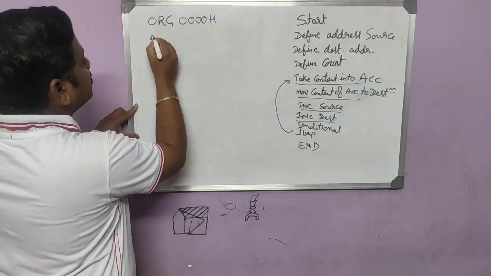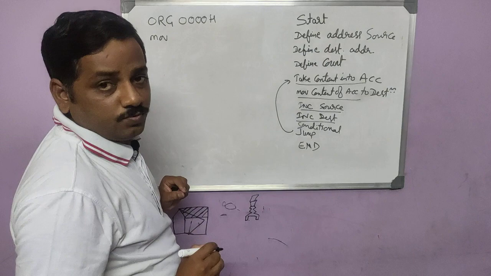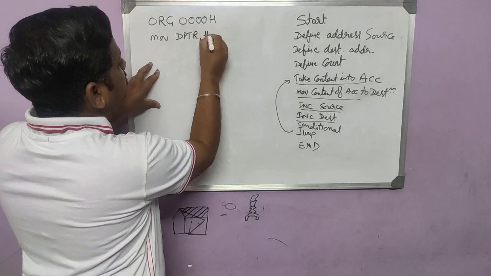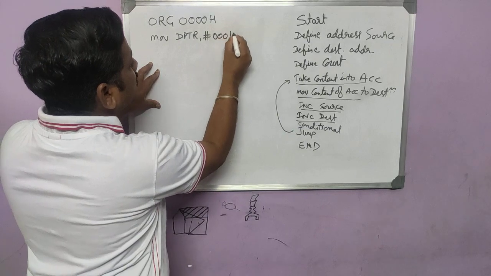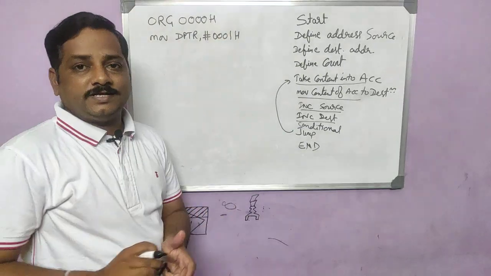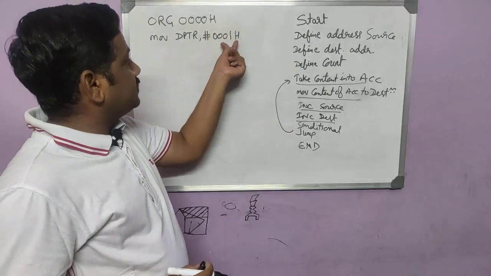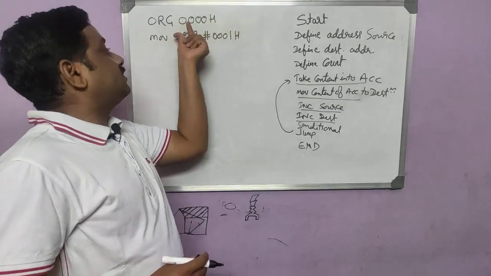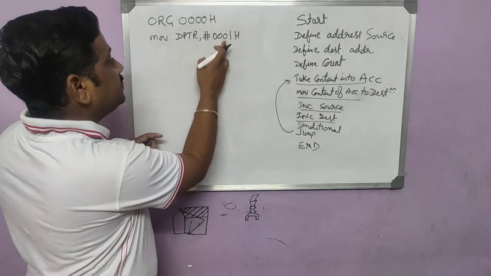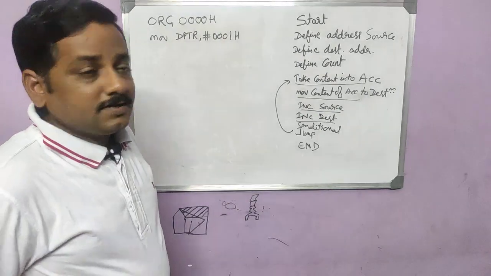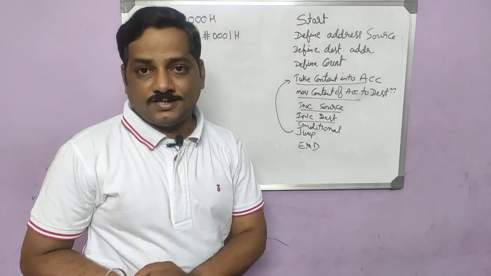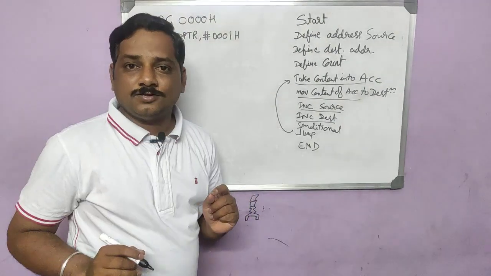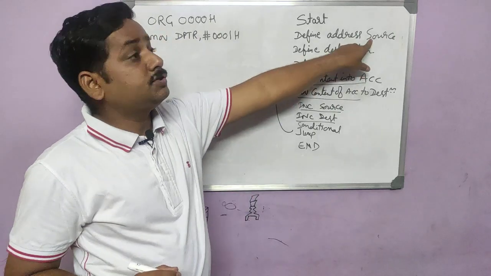So how to assign that? Use the instruction MOV DPTR, #0001H. So this is the syntax. Once I write this number after the pound sign, it will be assigned to DPTR immediately. That's the reason it is called an immediate addressing mode. So DPTR will be assigned as 0001, and this is the address of the source.